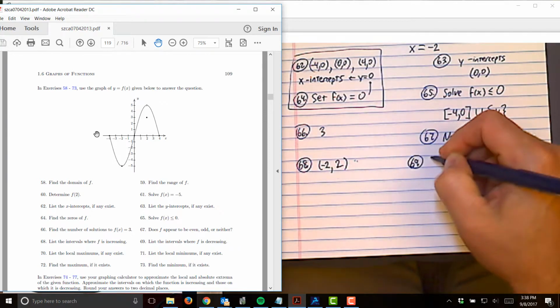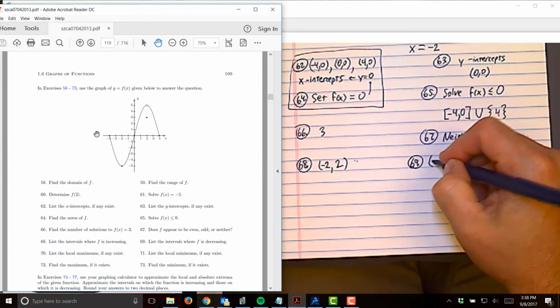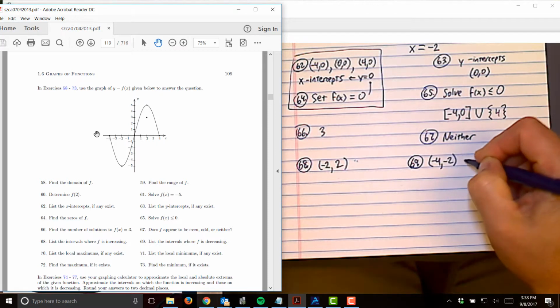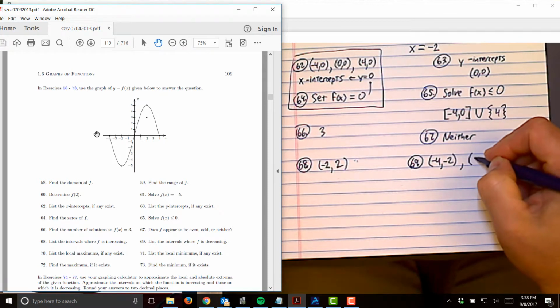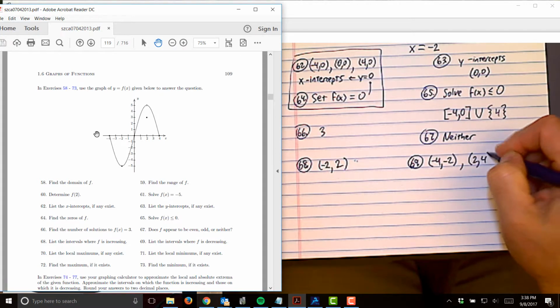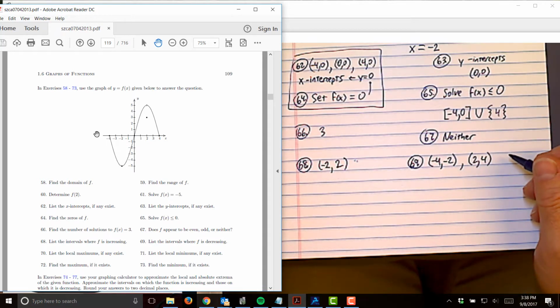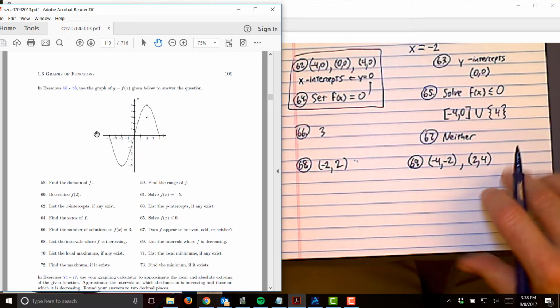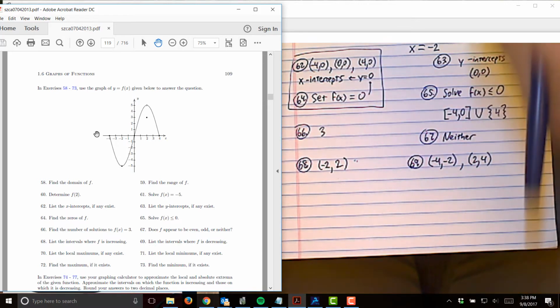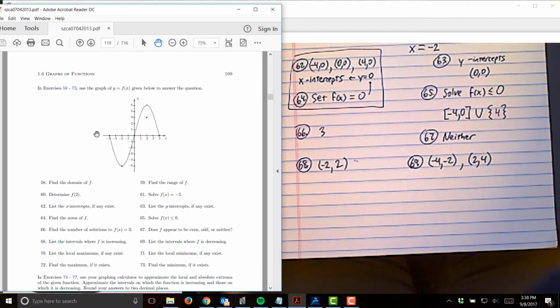69, where it's decreasing, I would say from -4 to -2 it's decreasing, and also from +2 to +4 it's decreasing. Okay. And the maximums and minimums I'm not going to worry about for now. I think that's enough for this video, and I think it will be helpful to you guys in terms of getting ready for the future exam.